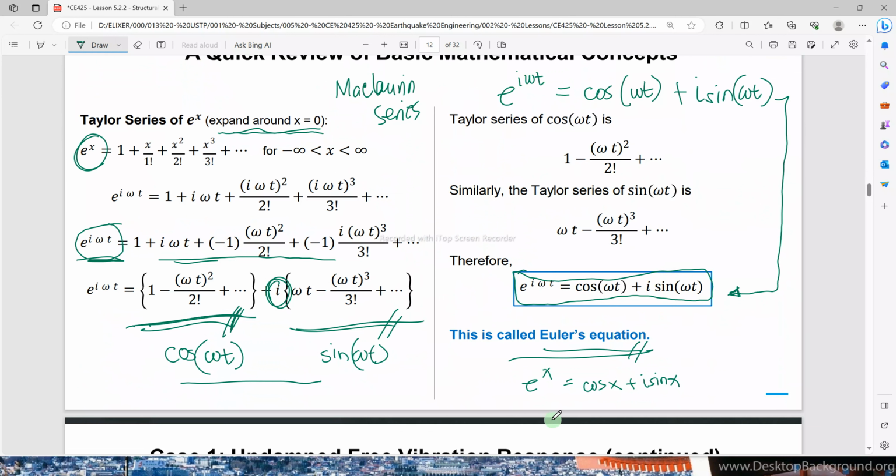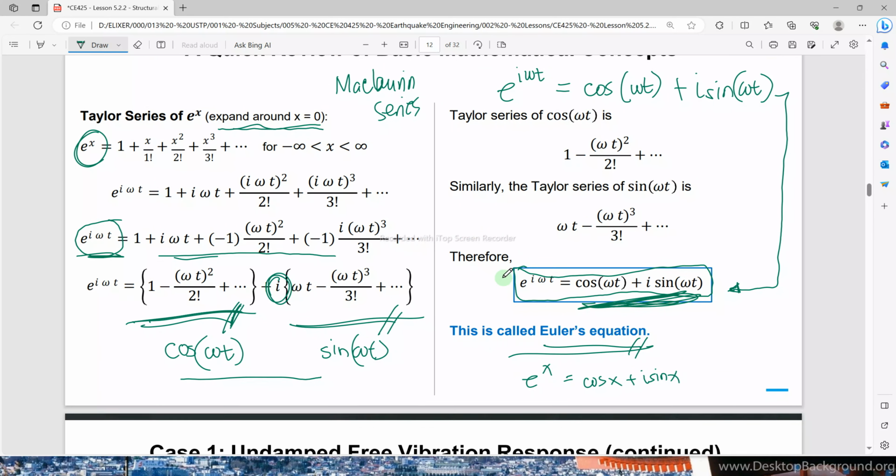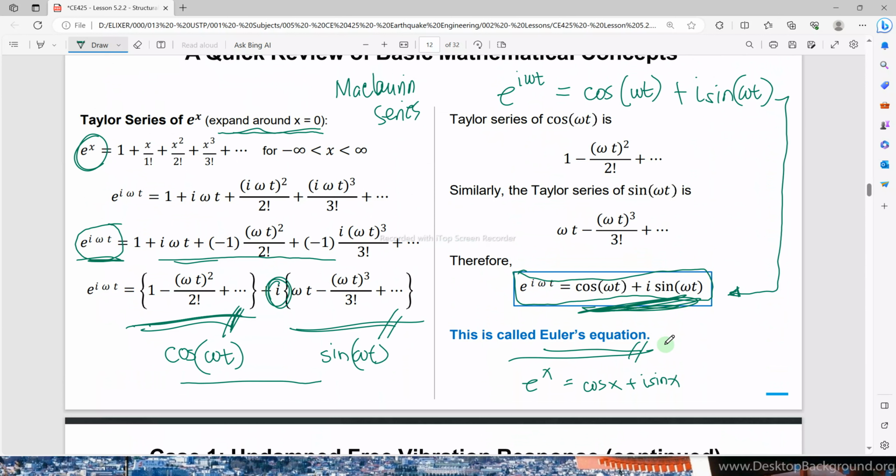By applying the Euler's equation, we arrive at cosine omega t plus i sine omega t. The Euler's equation is actually derived from the Taylor series of e to the x expanded around x equal to 0. A Taylor series expanded around x equal to 0 is called the Maclaurin series. And we know that the behavior of e to the x, when expanded as a Taylor series, is similar to the cosine omega t and the sine omega t. That's why we arrive at this Euler equation.